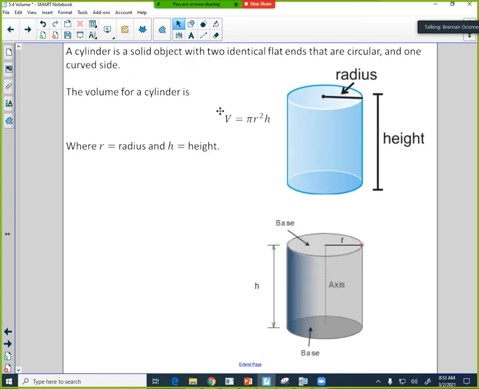The volume for a cylinder is V equals pi r squared h, where r is the radius and h is the height. And again, if you don't know this, you might want to just write this down right here. This little formula for a cylinder, you might just want to write cylinder V equals pi r squared h.